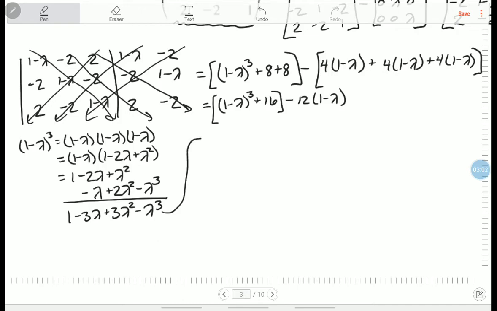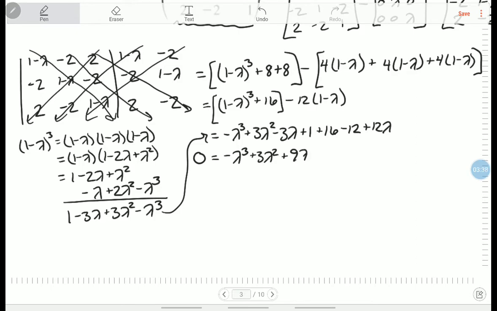So let's take that and plug it in here. And I'm going to change the order. We have minus lambda cubed plus 3 lambda squared minus 3 lambda plus 1, and then plus 16 minus 12 plus 12 lambda. Remember, the goal is to set this equal to 0. So we have negative lambda cubed plus 3 lambda squared plus 9 lambda plus 5.